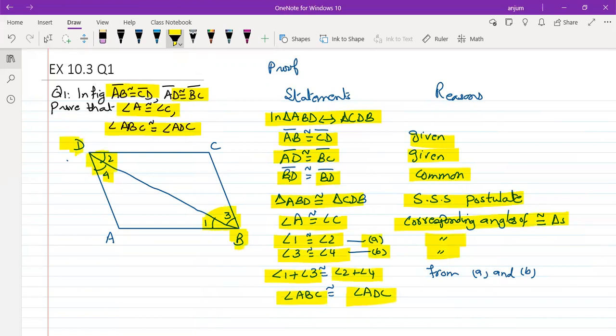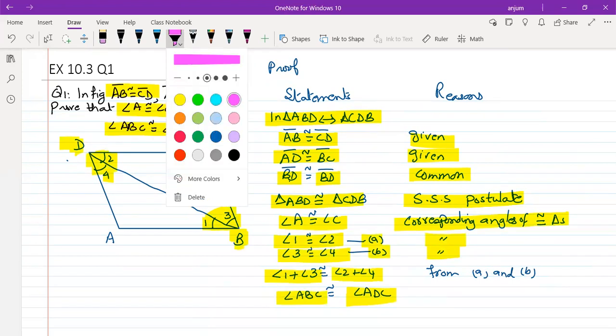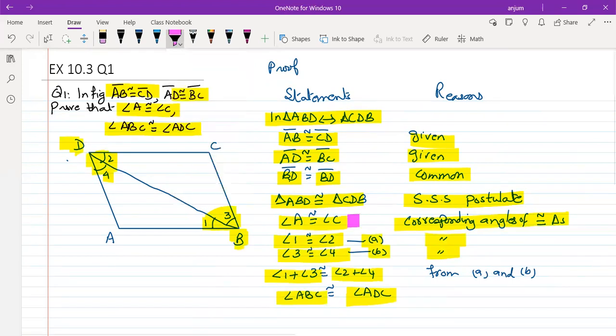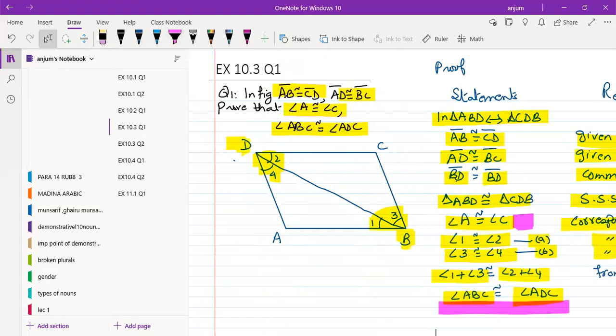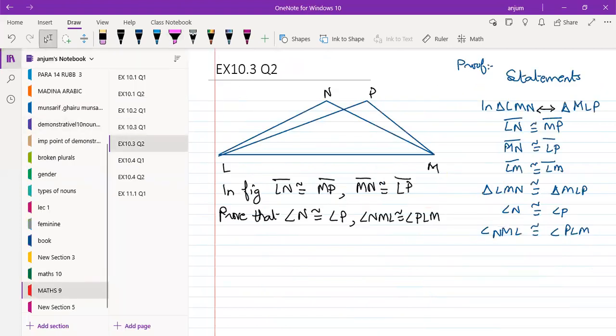So in this way, we have proved both the results. The first one here we have proved angle A is congruent to angle C, and here we have proved that the angle ABC is congruent to ADC. And now we move to the next question, which is question number 2 from the same exercise 10.3.